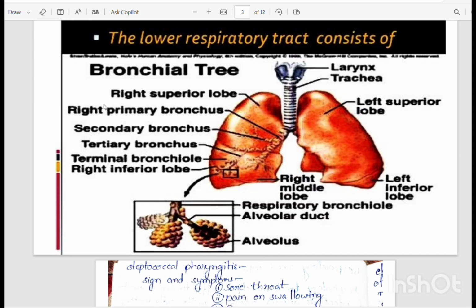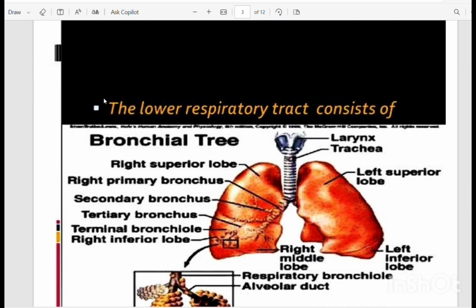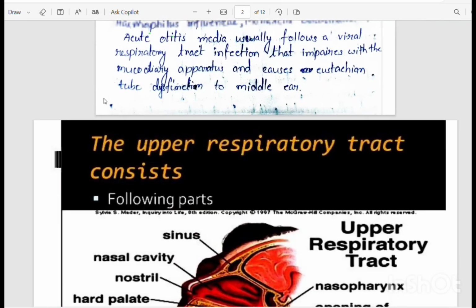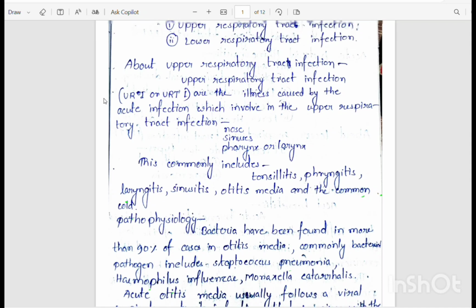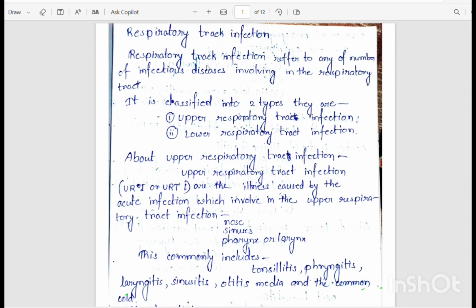Now we will move to the different types of respiratory tract infection. We will briefly discuss the various types. Respiratory tract infection refers to any number of infectious diseases involved in the respiratory tract. If an infection attacks the respiratory tract, then it is called respiratory tract infection. Mainly, it is classified into two types: upper respiratory tract infection and lower respiratory tract infection.